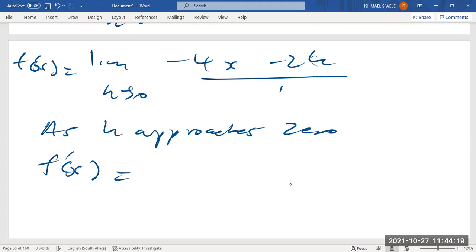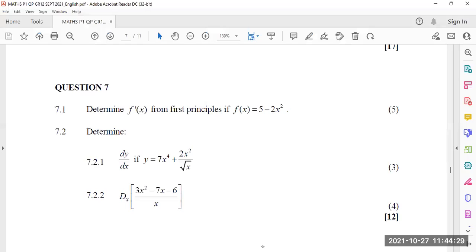Therefore, f prime of x will be equal to... Now, if I put 0 here, you see I'm going to be left with negative 4x. And that is the answer. So by so doing, you simply get your marks. How many marks is this? 5 marks. See? Yes.